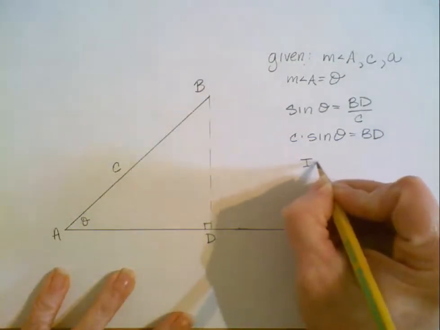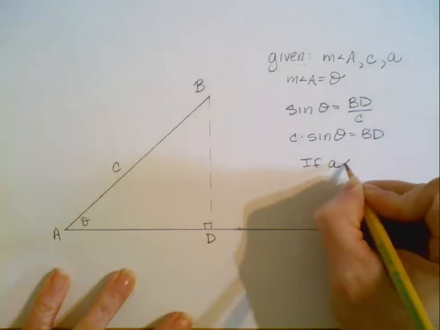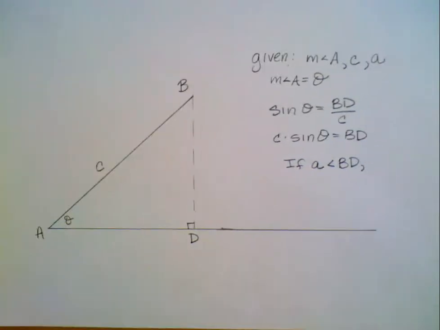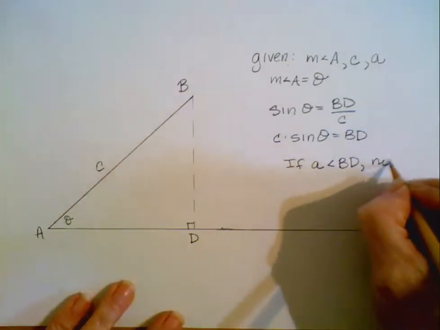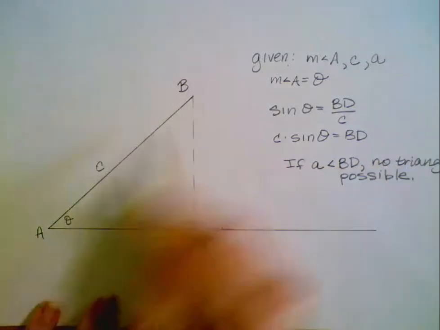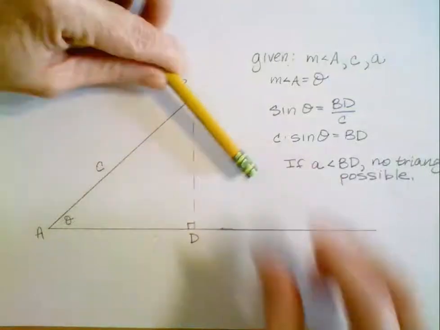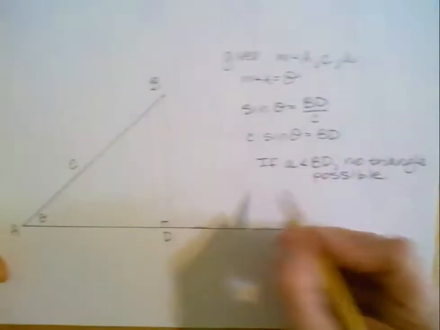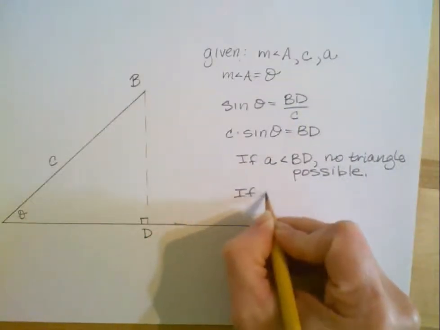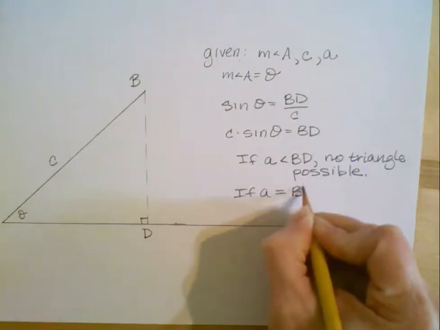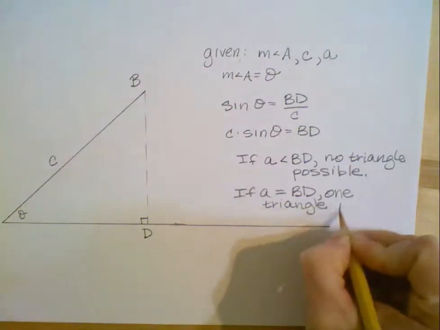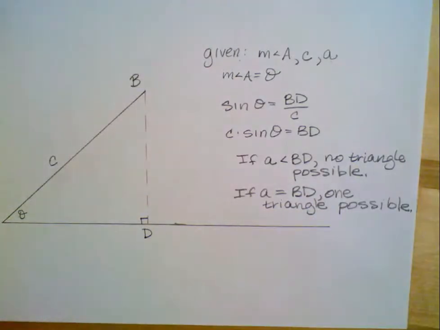So if the length of side A is less than the length of segment BD, which is what we saw with the length of 3 in the last diagram, there is no triangle possible. You'd end up with this funny little nubby shape, something like this, where it wouldn't connect. If the length of side A is equal to the length of segment BD, there is one triangle possible. Specifically, that's going to be your right triangle. Okay, so let's consider what happens if A is greater than BD.